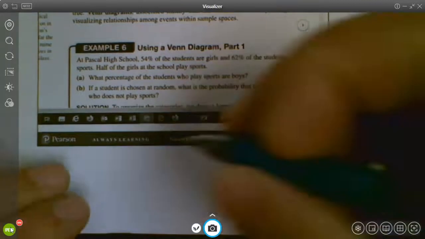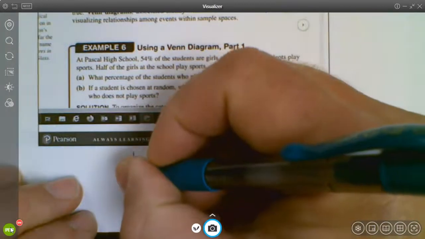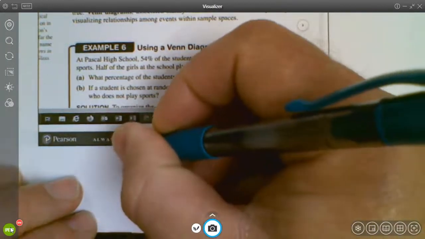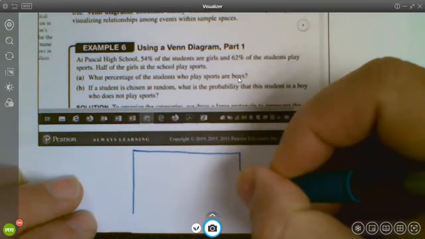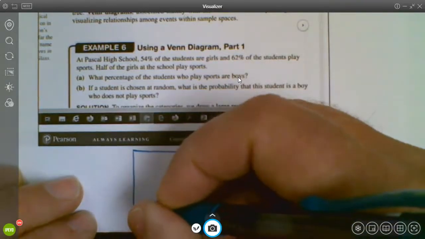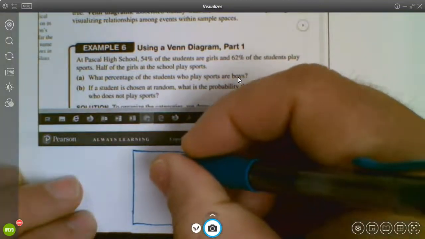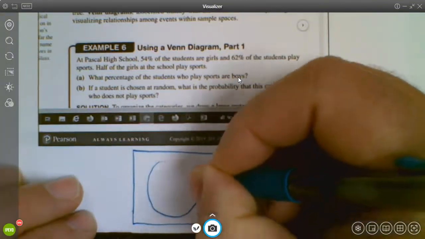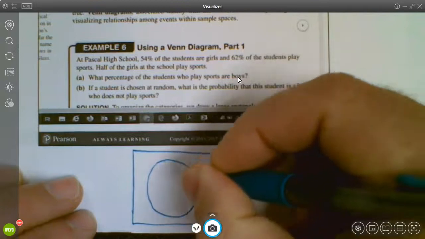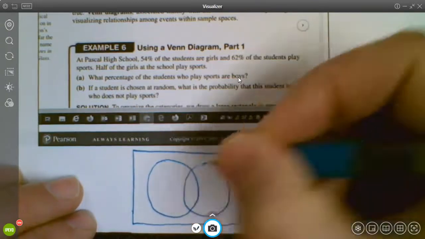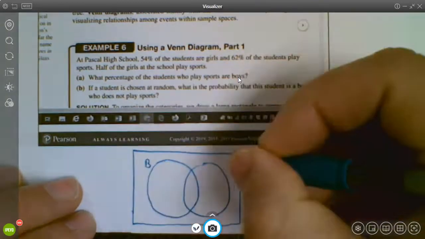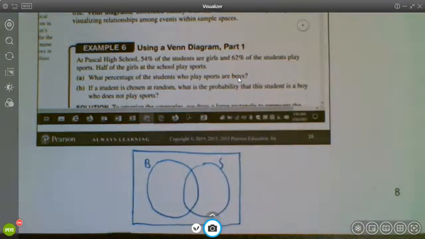So if we were to set up a diagram for that, our two events are the boys and the sports. All right, and that's what these two circles need to represent. So I'm going to call this one boys and we'll call this one sports. Whenever you fill out a Venn diagram, you always want to start with the middle.